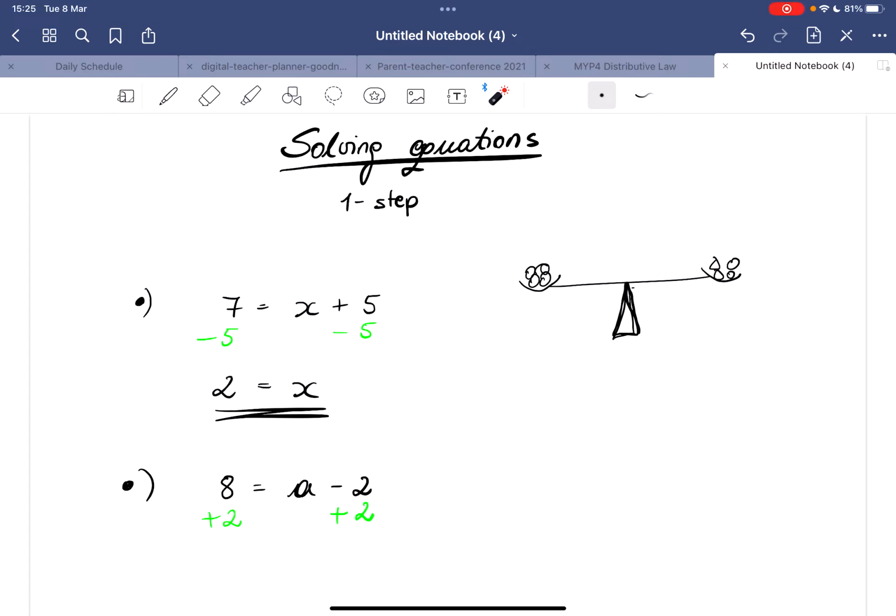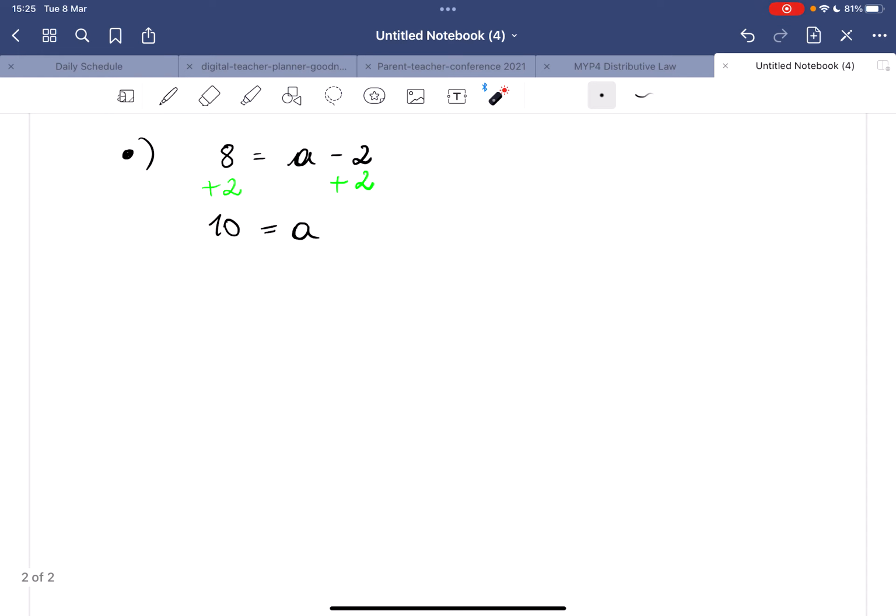So 8 plus 2 gives me 10. And on this side, I'm left with my a because negative 2 plus 2 gives me 0. The opposite of negative 2 is positive 2. The inverse operation of minus is plus. So I'm adding 2 here. So let's have a look at another example. If, let's say, I had 10 is equal to 5a.